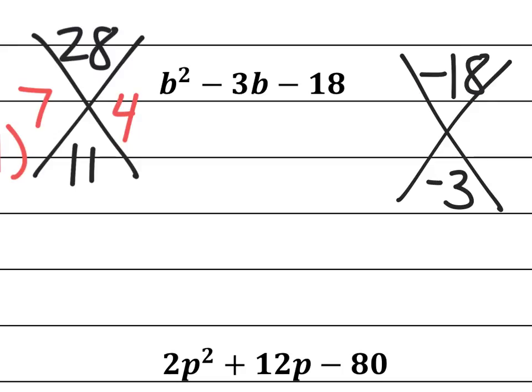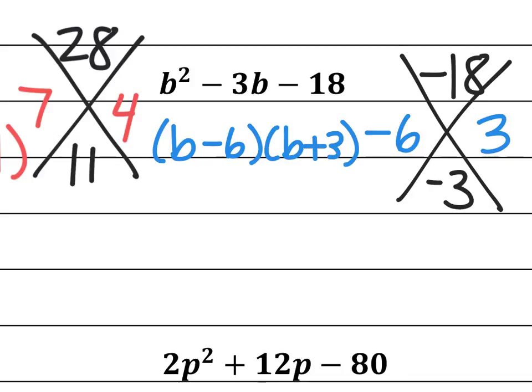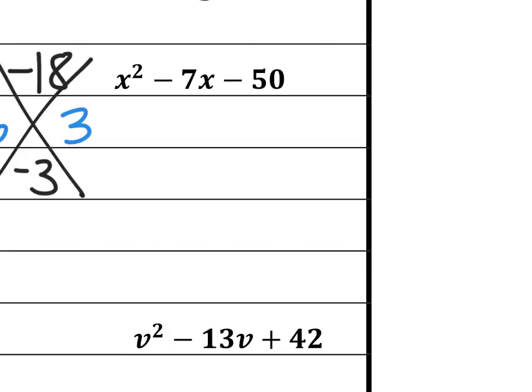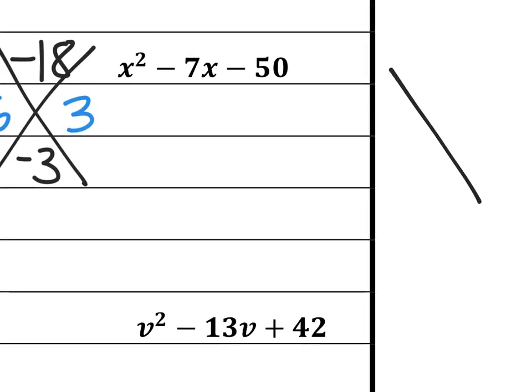Talk to your partner, discuss. Or what are those two numbers? Do you know? Yeah. So that would be then b minus 6 and b plus 3. You don't have to do the little x thing out to the side, but if it helps you, do that. Next one. Multiply to negative 50, add to negative 7.